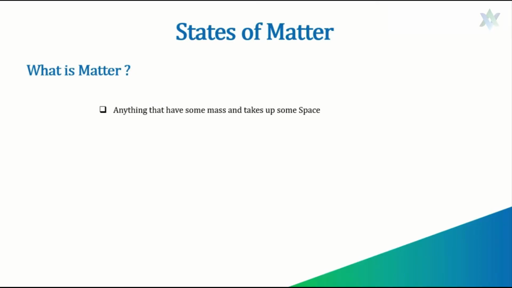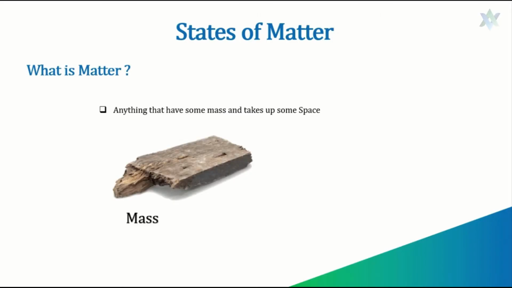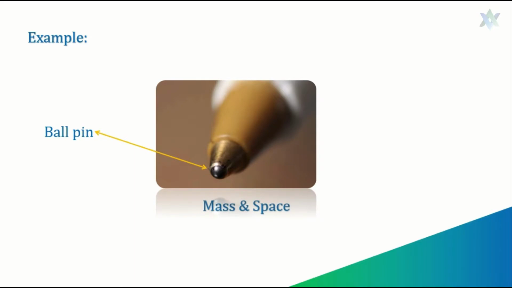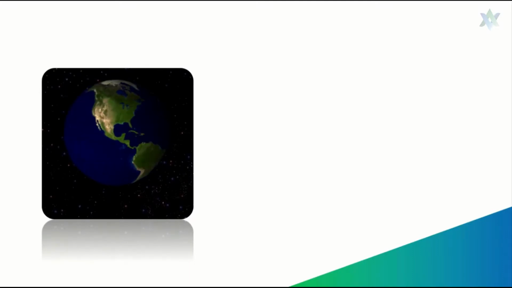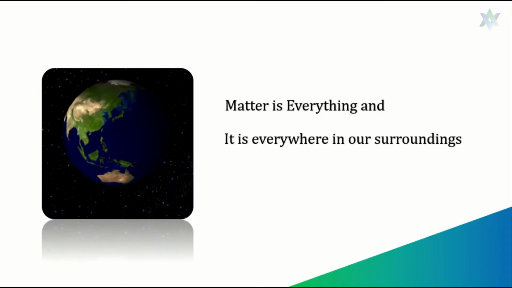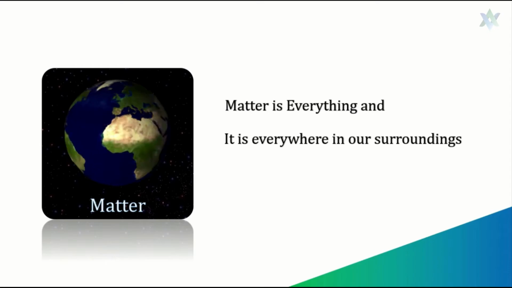For example, take a piece of wood. It has some mass and it is occupying some space. Hence, we can call it matter. Now, let's take another example. Take a ballpoint pen. It also has some mass and occupies some space. Hence, this is matter too. Just like this, everything in the world and everything around us is made up of matter, even air molecules.